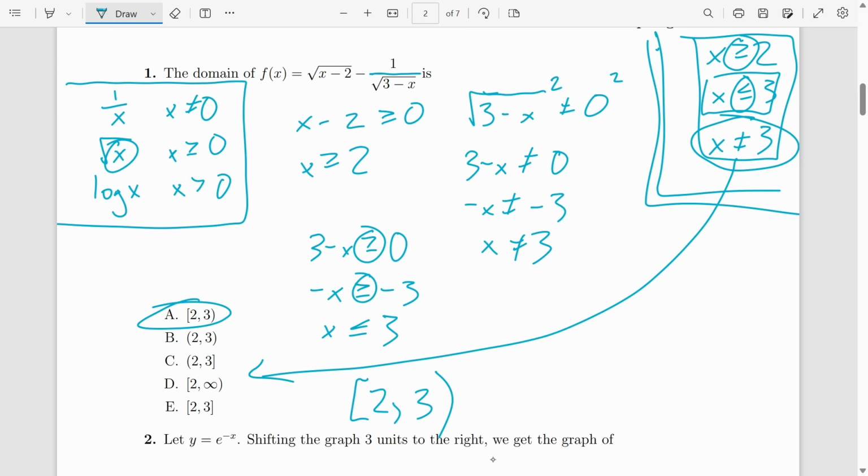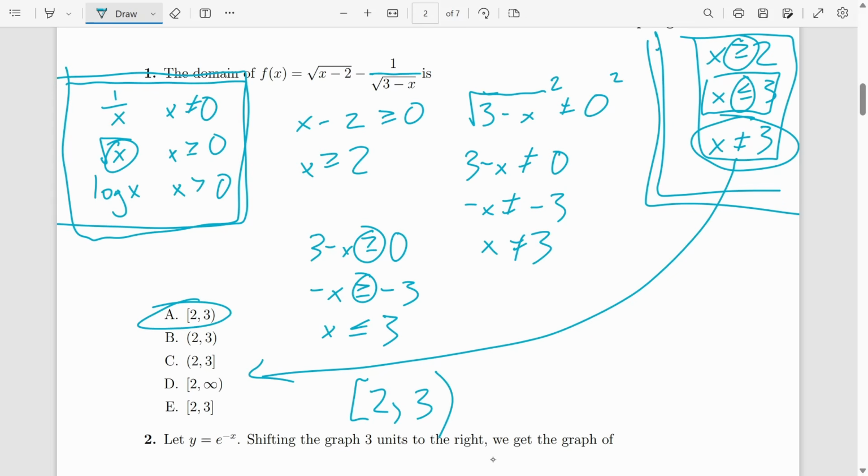So again, just remember these three types of restrictions that can be imposed on your domain. It'll be 1 over x, square root of x, and a logarithm of x.